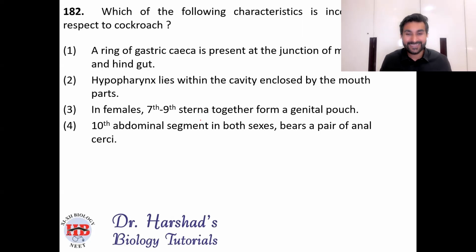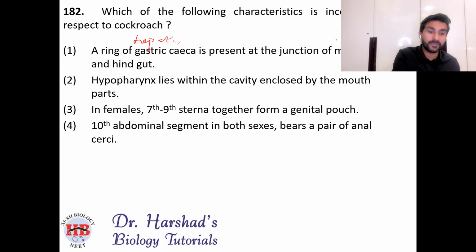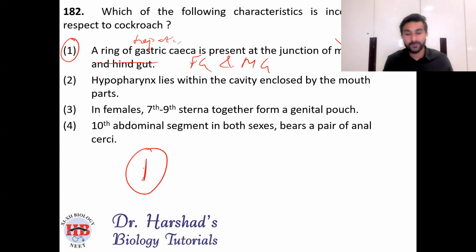Which of the following characteristics is incorrect with respect to cockroach? A ring of gastric caeca is present at the junction of the midgut and the hindgut. Our very first statement is incorrect because gastric caeca, also called hepatic caeca, are present at the junction of the foregut and midgut. So this is our incorrect statement. They have asked you to find that out. So it's our option number 1. The other options, as you see, are straightforward statements, which are correct statements about hypopharynx, about genital pouch, and about the anal cerci. The first statement is an incorrect statement.